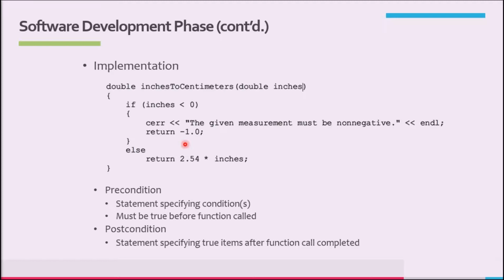This information can be provided as part of the documentation of this function using specific statements called preconditions and postconditions. Now, what are the precondition and postcondition? When you say precondition, this is a statement specifying the conditions that must be true before the function is called. And when you say postcondition, it is a statement specifying what is true after the function call is completed. So the precondition and postcondition of the function inchesToCentimeters can be specified as follows. The precondition: the value of inches must be non-negative. The postcondition: if the value of inches is less than zero, the function returns negative 1.0. Otherwise, the function returns the equivalent length in centimeters.